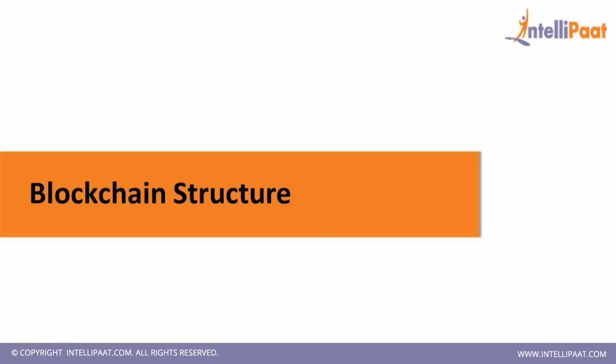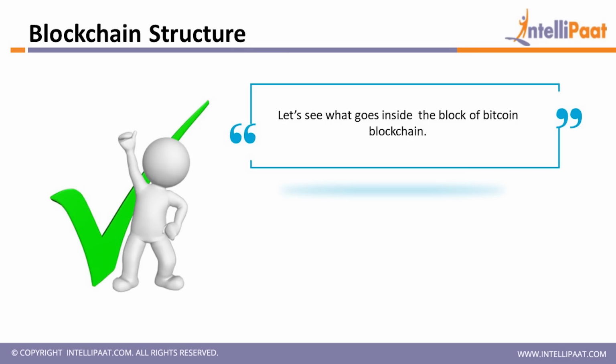Blockchain structure. Since we have learned enough about blockchain theoretically, we should now learn about blockchain structure. How is a blockchain structure derived and designed? Let's see what goes inside the block of the Bitcoin blockchain. What components constitute the block of Bitcoin or any other blockchain? We'll try to understand using the Bitcoin example.